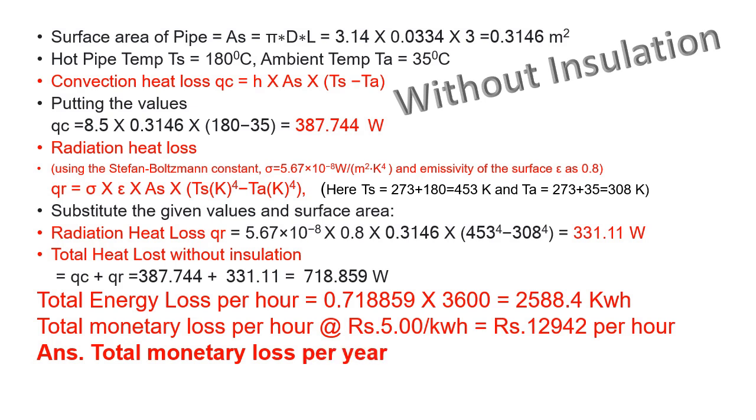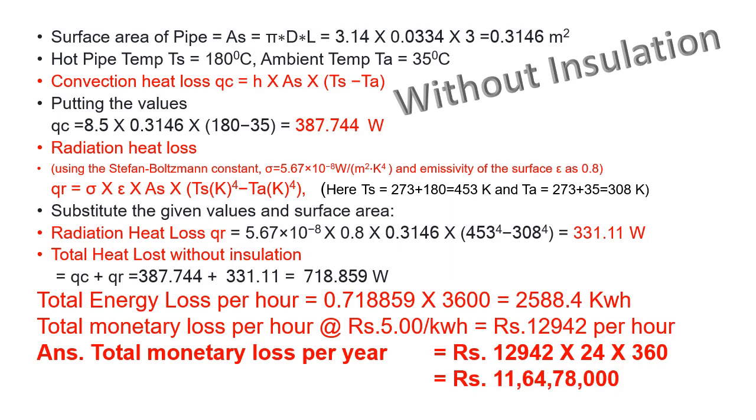The total monetary loss per hour would be 12,942 rupees per hour. So the answers are ready here. The total monetary loss per year would be around 11 crores 64 lakhs and 78,000. This much would be the total monetary loss per year without insulation.